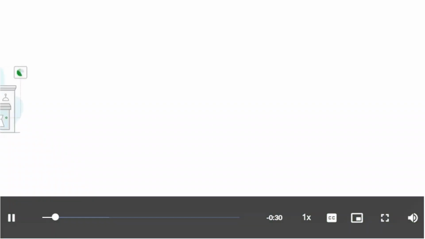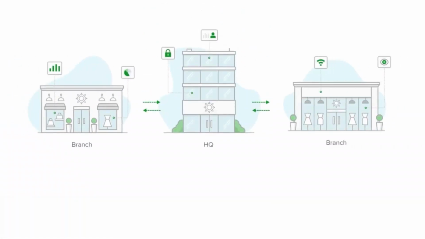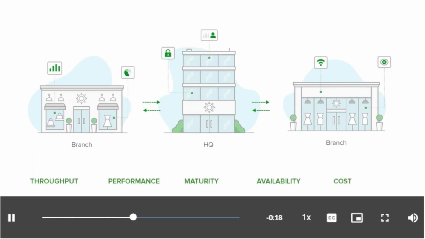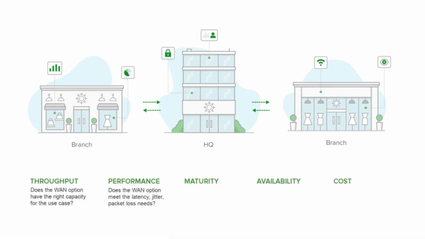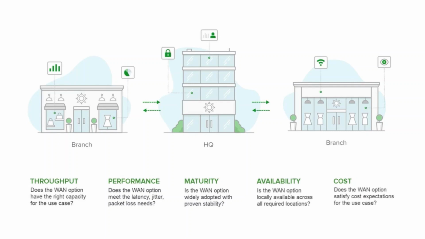When you're designing a network, there are numerous WAN technology options, and there are new technologies emerging, but each WAN technology needs to meet a certain level of expectations. For example, can this WAN technology meet throughput and performance requirements? Is it mature enough to actually offer a reliable and stable connection? Is the WAN option locally available across all required locations? And finally, is the cost actually reasonable for this technology?